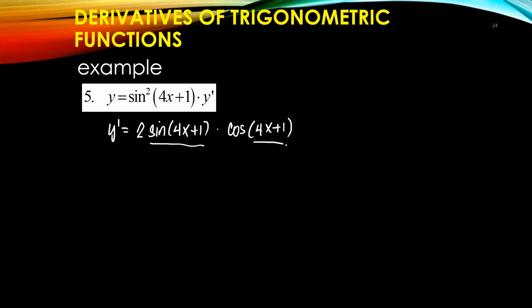Now look at this, nagmo-move. Ang tawag dito parang chain rule. Alam mo yung palit ng palit. What's the derivative of 4x plus 1? It becomes 4. So the answer is 8 sine of 4x plus 1, cosine of 4x plus 1.